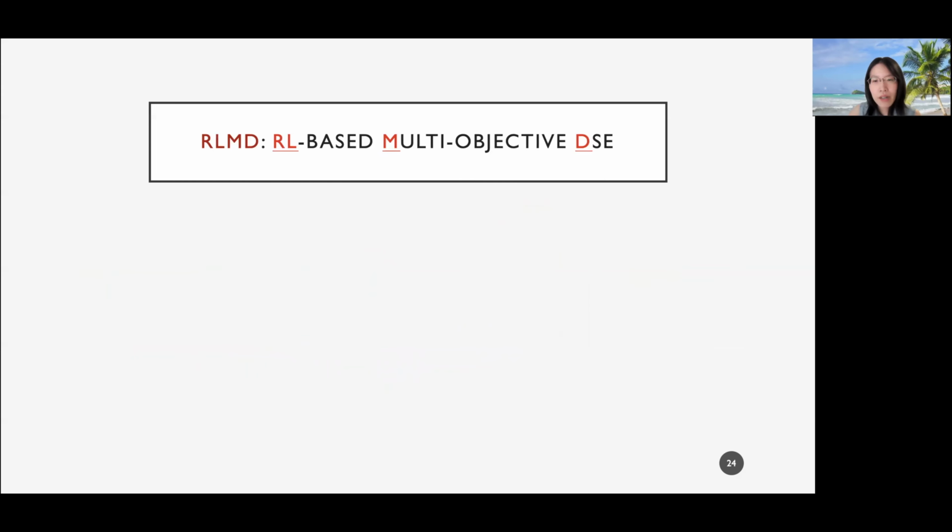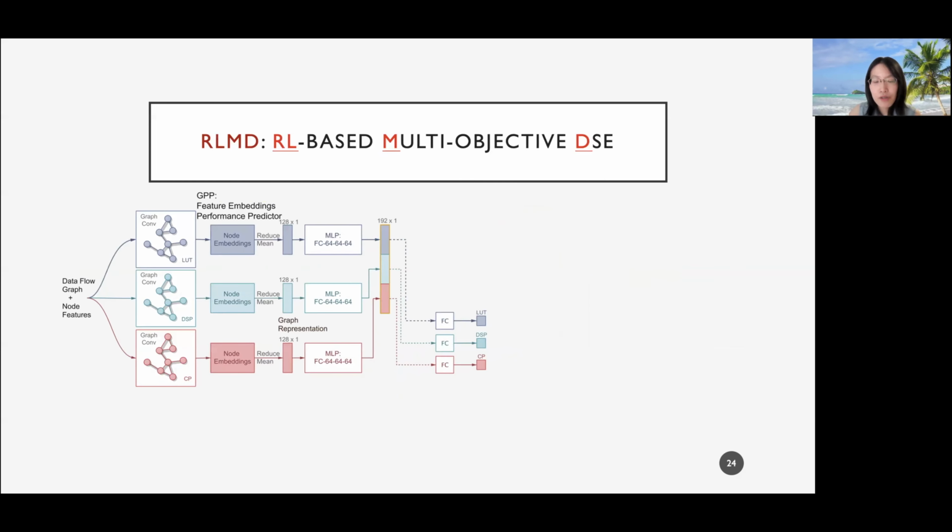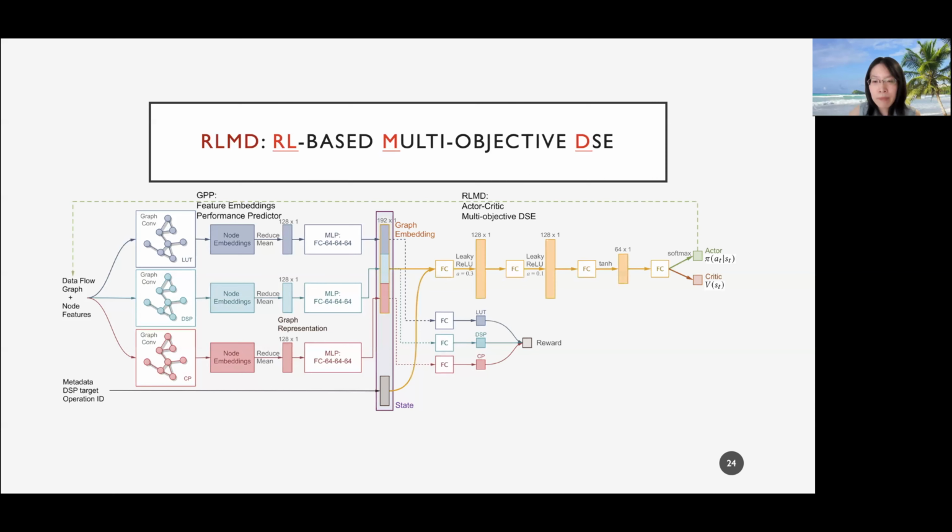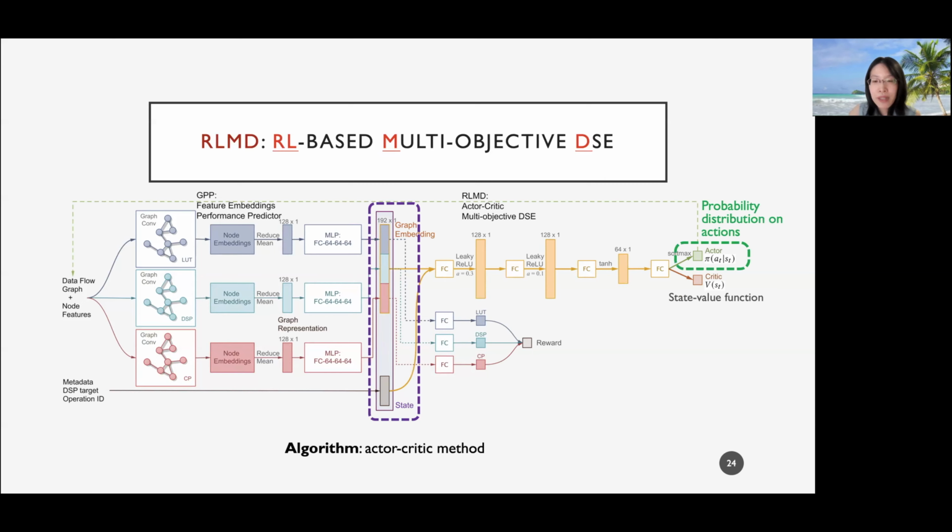To integrate RLMD with GPP, this is the structure of GPP shown in the previous slide, and we use the graph embeddings as part of the input to RLMD. In RLMD, we use the actor-critic method. Specifically, the state is a vector that involves both the graph embeddings and metadata of the graph. The action is generated by the actor, which is a probability distribution over valid actions. The reward relies on the predicted results provided by GPP.